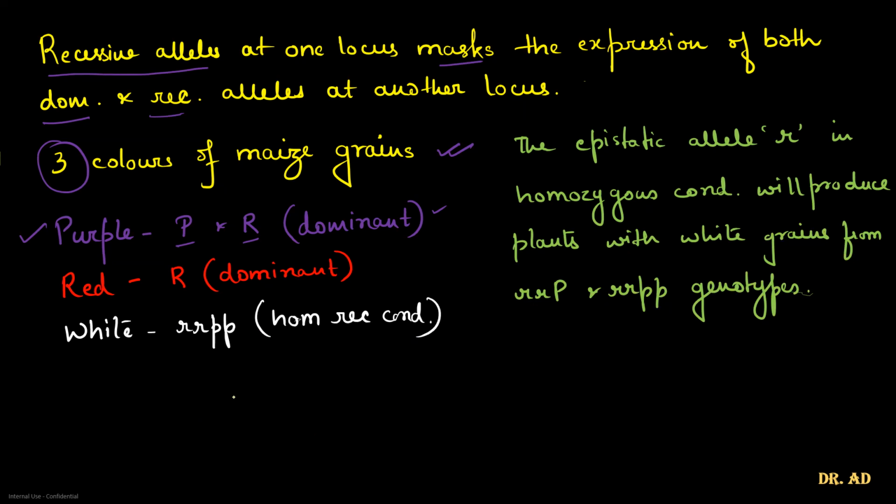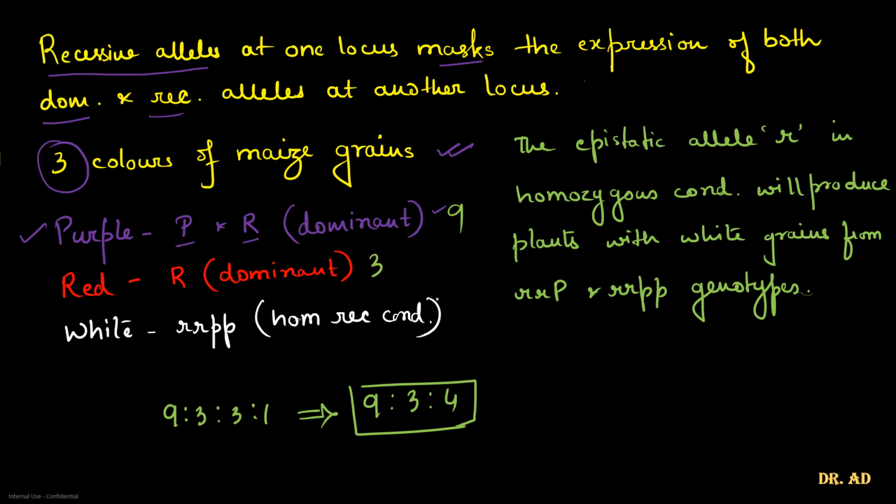So our typical 9:3:3:1 ratio gets modified to 9:3:4. 9 purple grains, 3 red grains, and 4 white grains. See, so what happens here, this type of interaction is also known as supplementary interaction. Okay, please remember this type of interaction is also known as supplementary interaction. If your question is carrying this term supplementary, don't get confused.